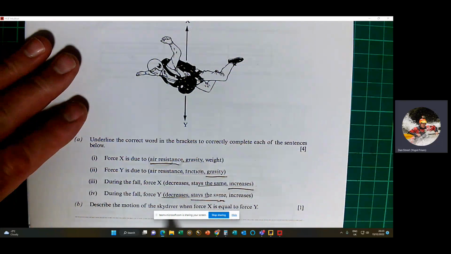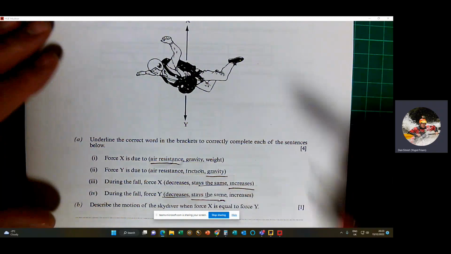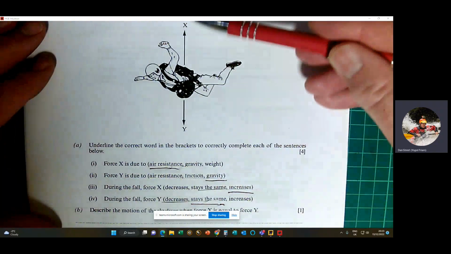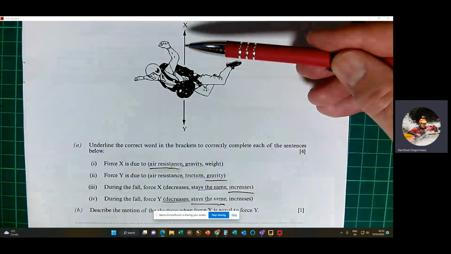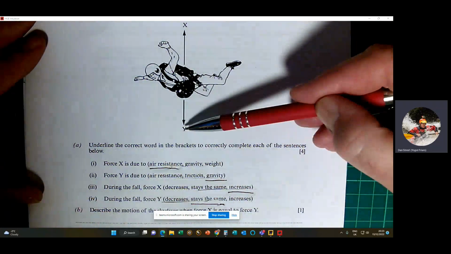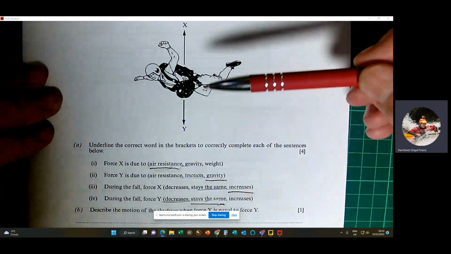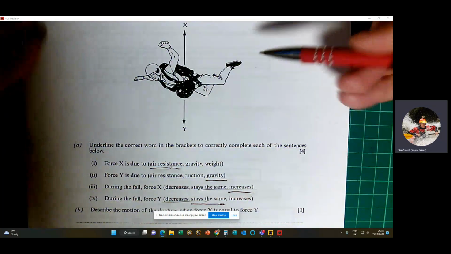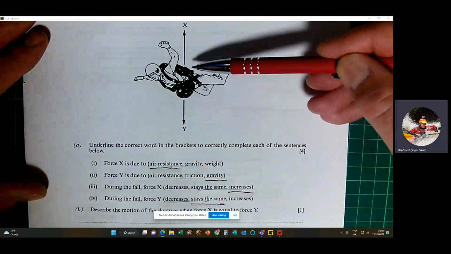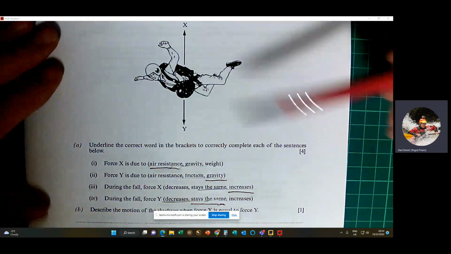Describe the motion of the skydiver when force X is equal to force Y. So at this point, the skydiver is falling so quickly that the air resistance is exerting the same force on his body as gravity is pulling him down. So we would say that the forces acting on the parachutist are balanced, okay, and he will be neither accelerating nor decelerating. He will be falling at constant velocity, also known as terminal velocity.